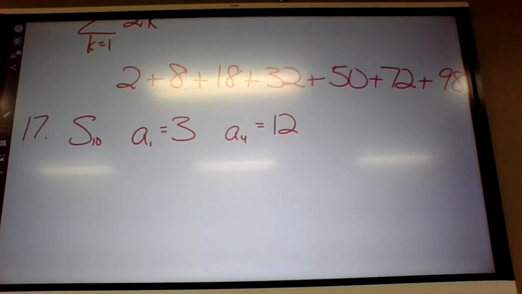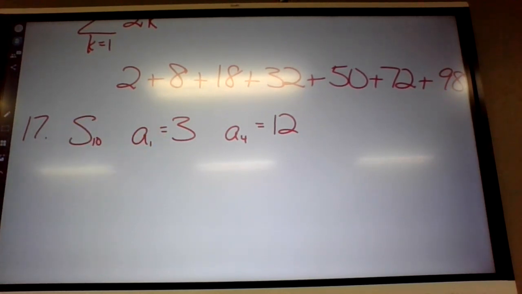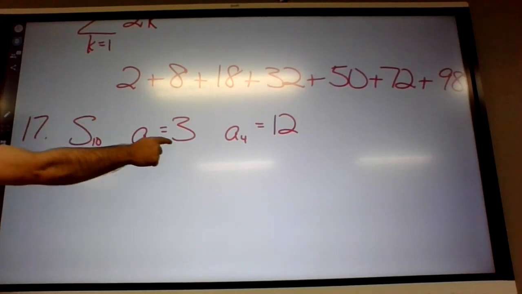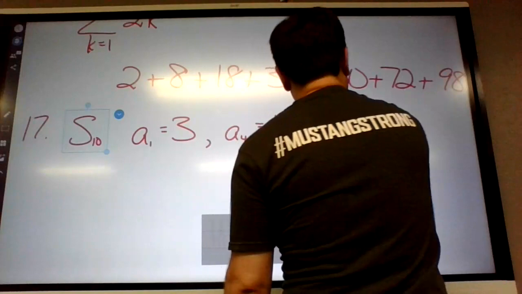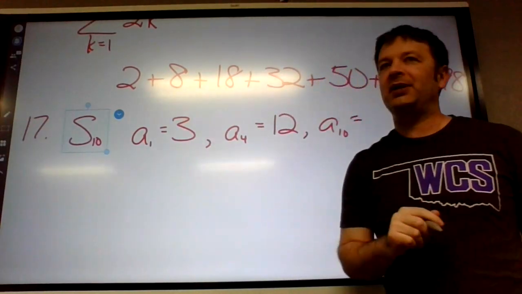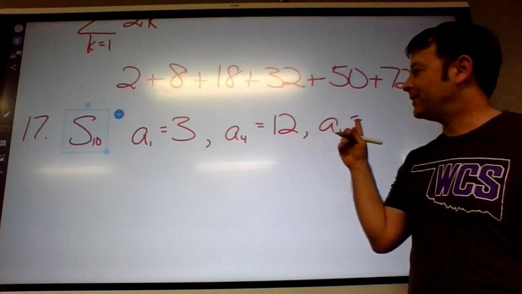Okay, so we're supposed to find the sum of the first 10 terms. They give us the third and the 12th term. So to use that formula, we're going to need the first term, which we have, and we're going to need the 10th term. So how could I find what the 10th term is? These are still arithmetic sequences. How can I find the 10th term?